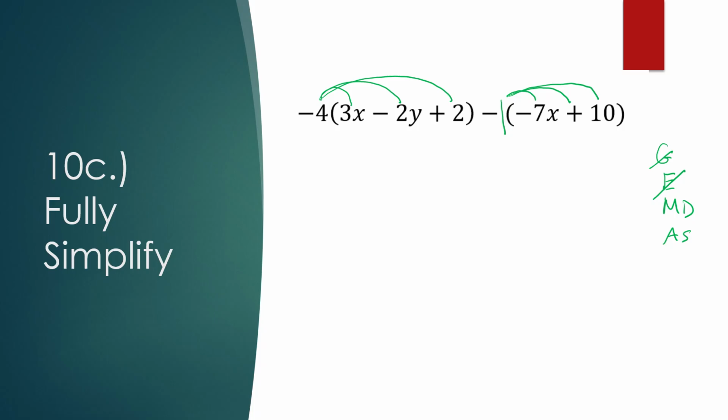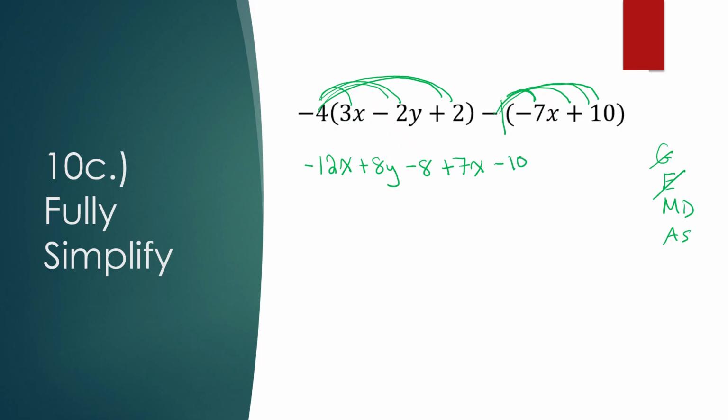So now that I've indicated my distributive property, I'm going to go ahead and run those calculations. A negative times a positive is a negative, so I get negative 12x. Negative 4 times negative 2 is plus 8y. Negative 4 plus 2 is negative 8. Okay, I'm done with that side. Now I do negative 1 times negative 7x is plus 7x. All of the signs are just going to flip in here. Negative 1 times positive 10 is negative 10.